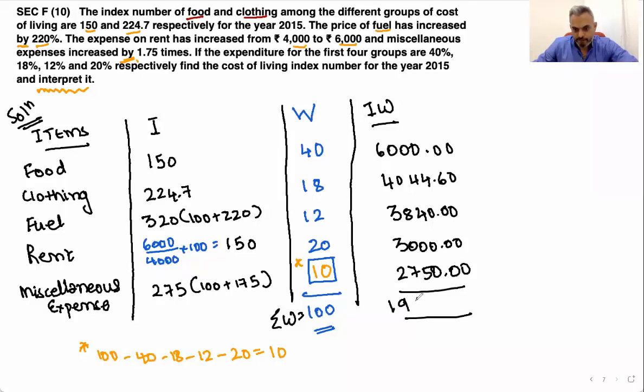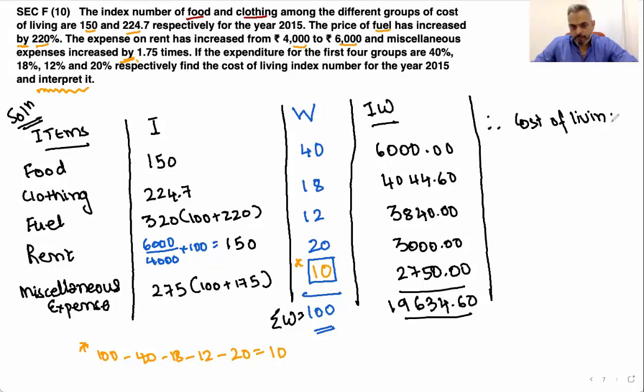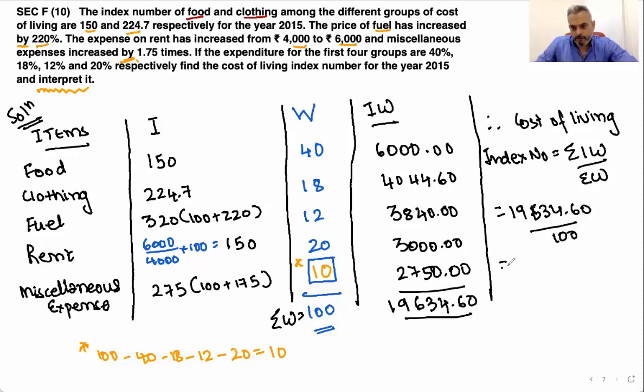The total is 19634.60. So therefore, the cost of living index number is equal to sigma IW upon sigma W, which is 19634.60 upon 100, which is equal to 196.35. Now let's interpret it.